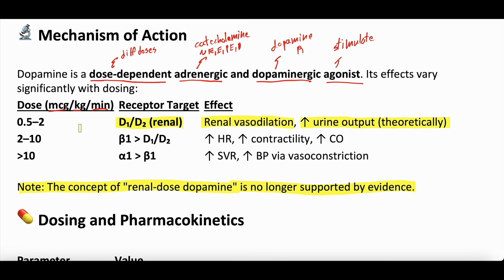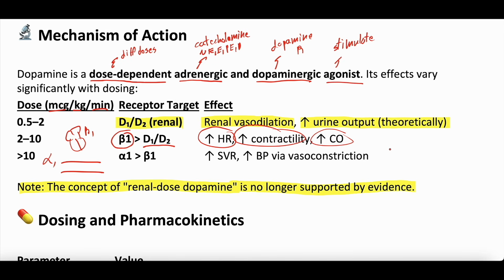All right, so that's 0.5 to 2 micrograms per kilogram per minute. A little bit above that is 2 to 10 micrograms per kilogram per minute. And this is where it starts to act more on beta-1 receptors. As we've talked about in previous episodes, beta-1 receptors act on the heart, right? So the heart has beta-1 receptors, whereas alpha-1 receptors act on the blood vessels, which we'll get into. So at 2 to 10 micrograms per kilogram per minute, it primarily affects beta-1 receptors. It still has some dopamine D1 and D2 receptor effects. But the beta-1 receptors being in the heart do increase heart rate and increase contractility, which then increase cardiac output.